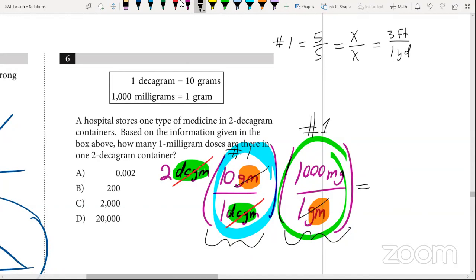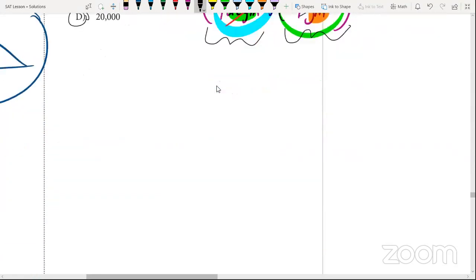So we have 2 times 10 times 1,000. So we have a 2 with 1, 2, 3, 4 zeros. So a 2 with 4 zeros on the top. And we just have the number 1 on the bottom, and the only remaining unit is milligrams, which they were asking us for. So we know how many milligrams there are. And 1 milligram, I guess, could be called a 1 milligram dose. So the answer for number 6 is D. Going to number 7 now.